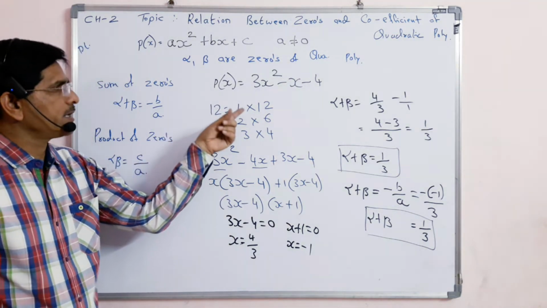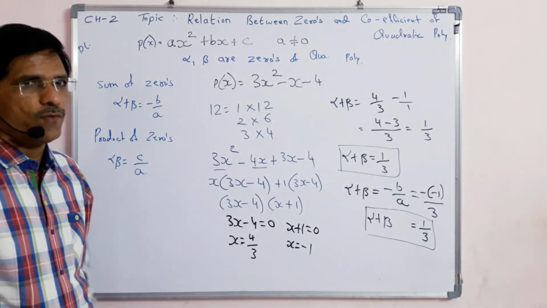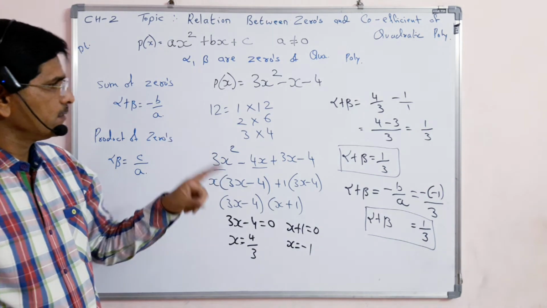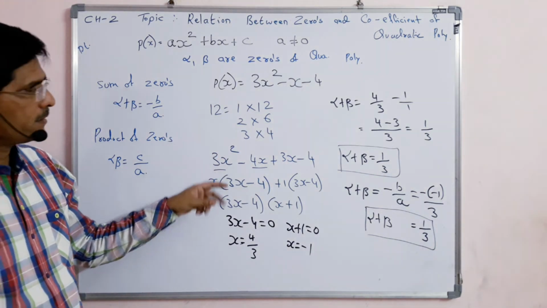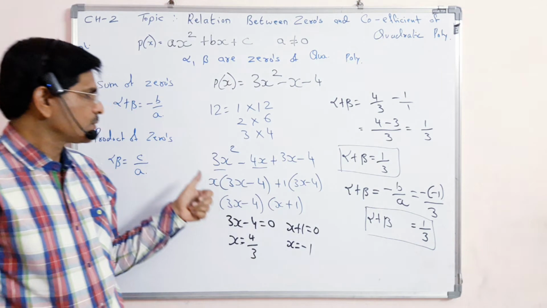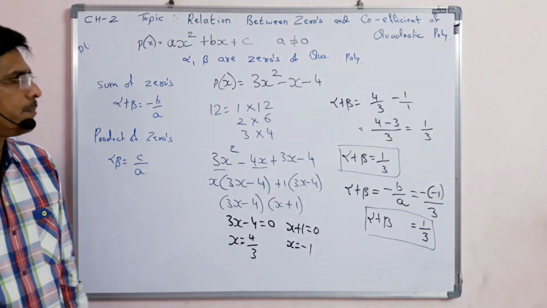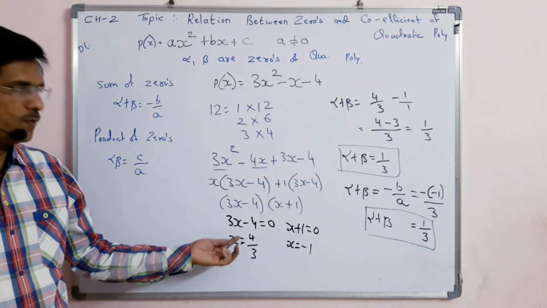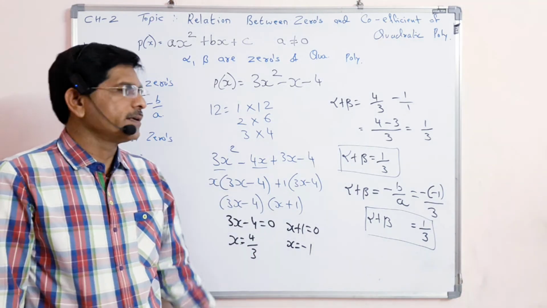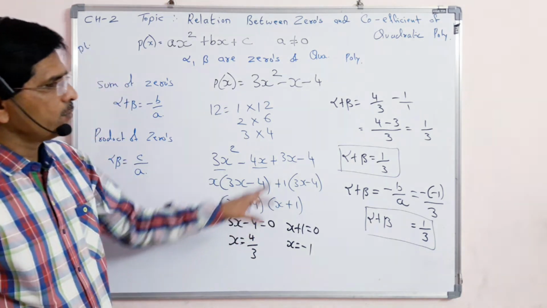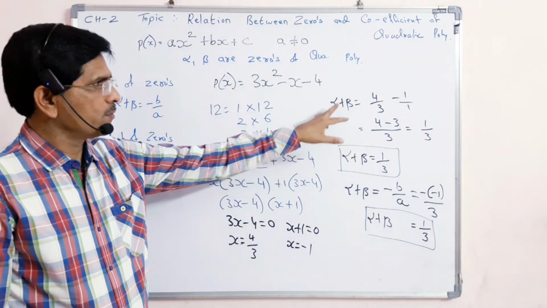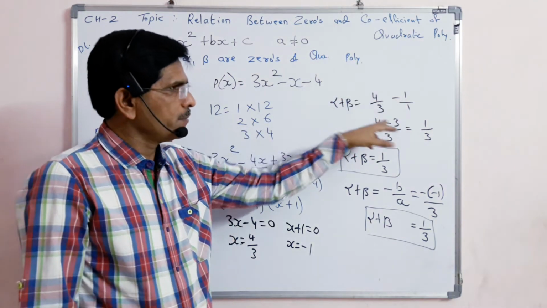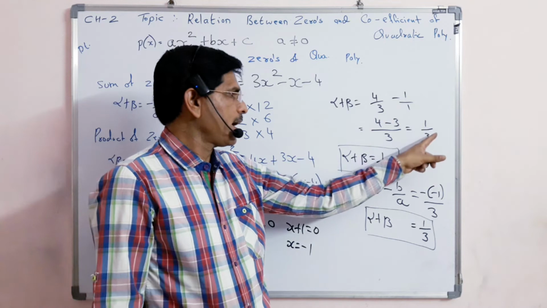p of x is equal to 3x square minus x minus 4. Again we have to make prime factors. Out of the factors, one pair is suitable here, that is 4 into 3. So 3x square minus 4x plus 3x minus 4. If we simplify, x equals 4 by 3 and x equals minus 1. Now we have to find the sum of zeros. Sum of zeros, alpha plus beta, is 4 by 3 minus 1. If we simplify, we get the answer 1 by 3.